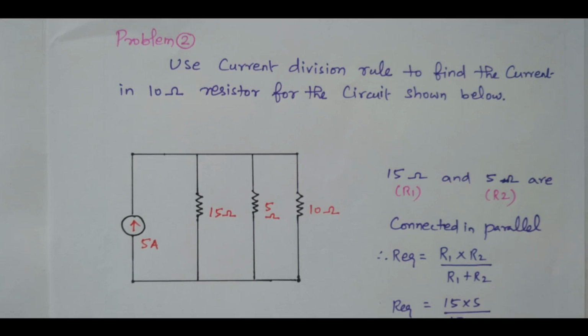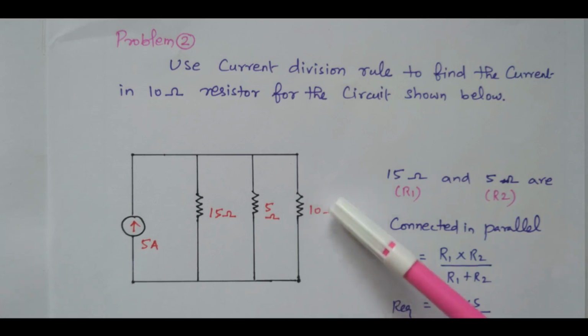So in this problem, we need to find the current through the 10 ohm resistor. There are 3 resistors available: 15 ohm, 5 ohm and 10 ohm. One current source is available, 5 ampere. So what will happen to this 5 ampere? The current will be diverted through the 15 ohm, 5 ohm and 10 ohm resistors. Based on the resistor value, the current will be diverted.